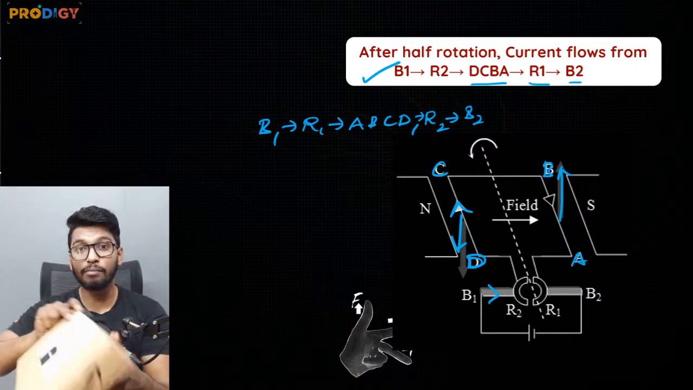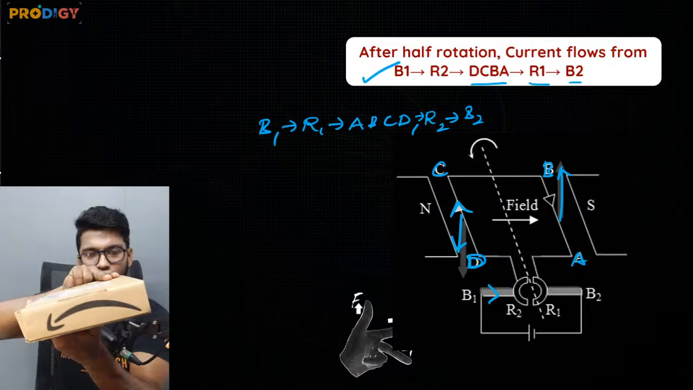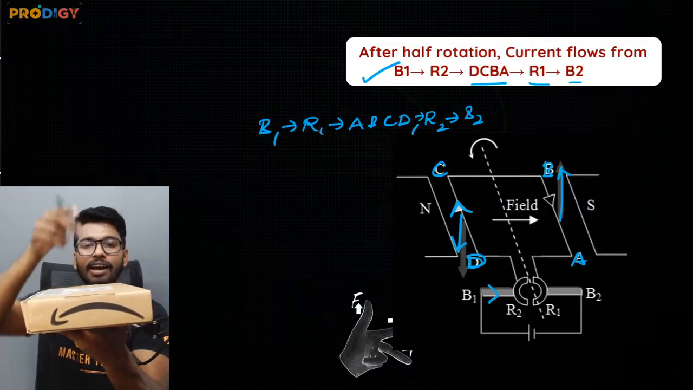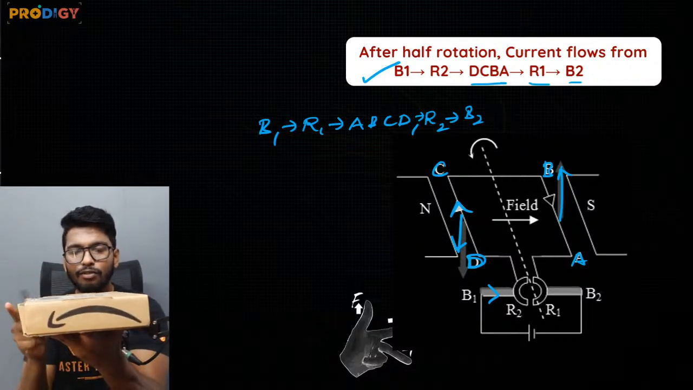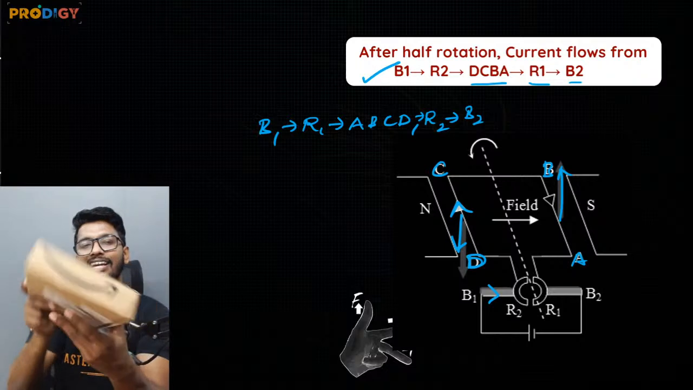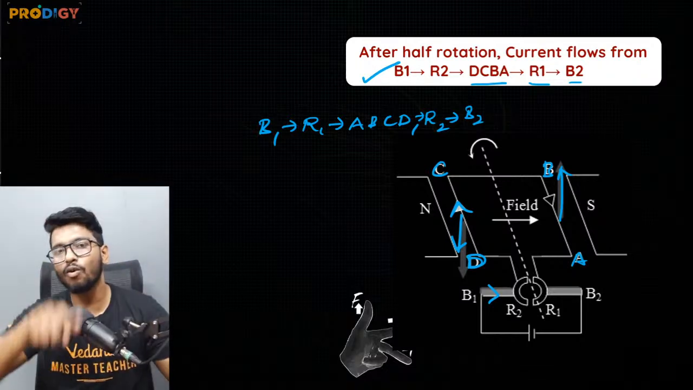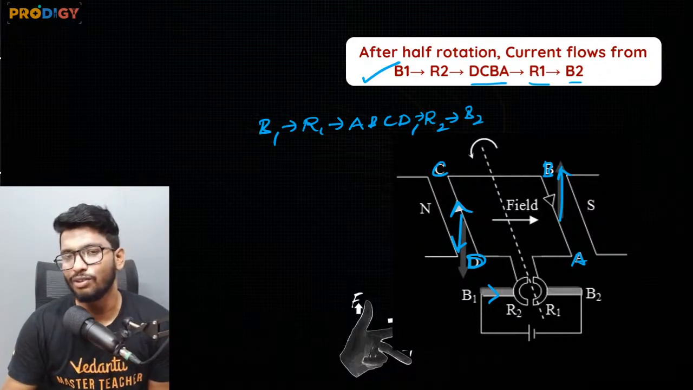So once it reaches halfway, because of momentum, it will complete half a rotation. Again, once it reaches over here, it will experience a force. It's not going to stop, right? Because current is still flowing. So again, it will complete half a rotation, and it will keep on rotating like this over and over again until the current is flowing through the circuit.